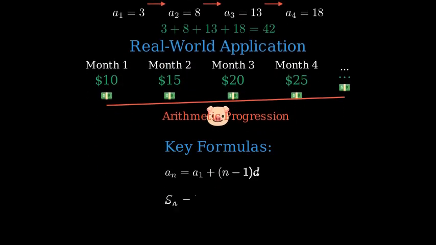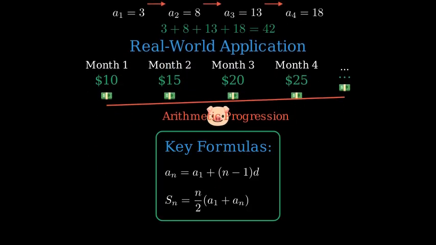To summarize, an arithmetic progression has a constant difference between consecutive terms. The 2 key formulas are the nth term formula, a sub n equals a sub 1 plus (n minus 1) times d, and the sum formula, S sub n equals n over 2 times (a sub 1 plus a sub n). These tools help us efficiently calculate values and sums in any arithmetic sequence.